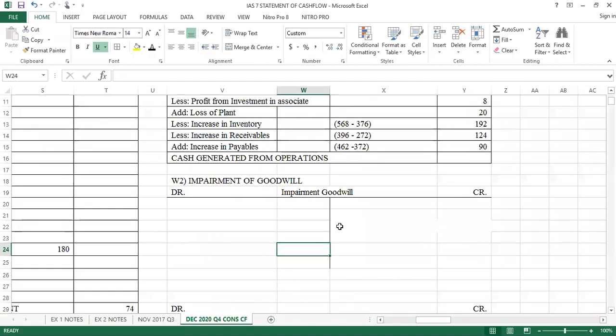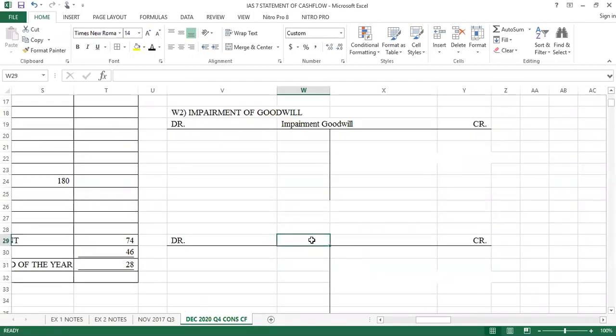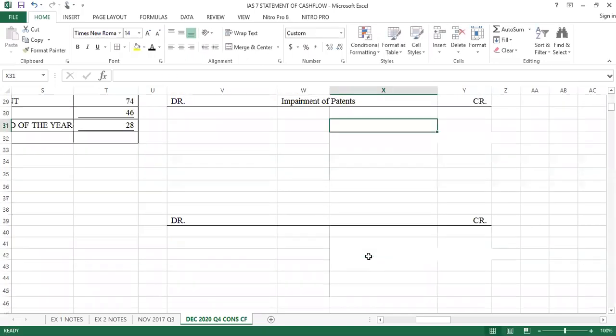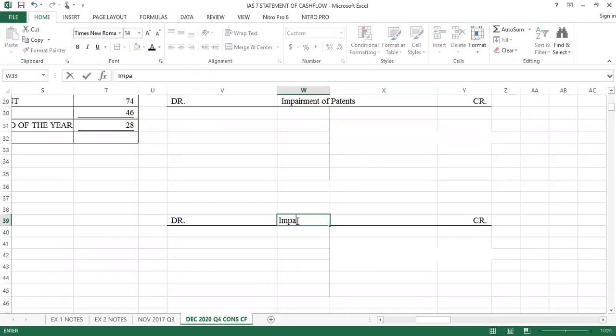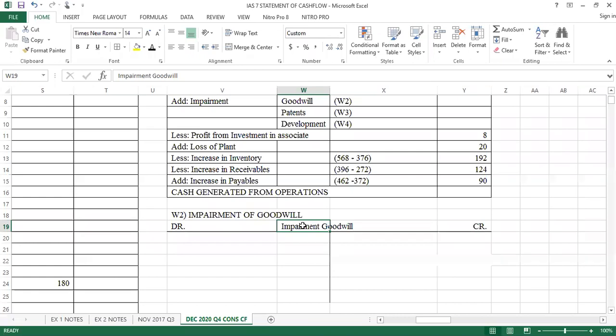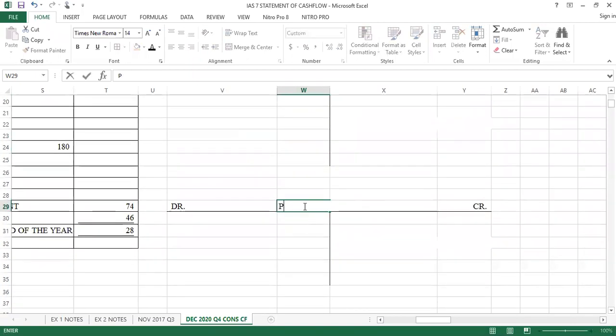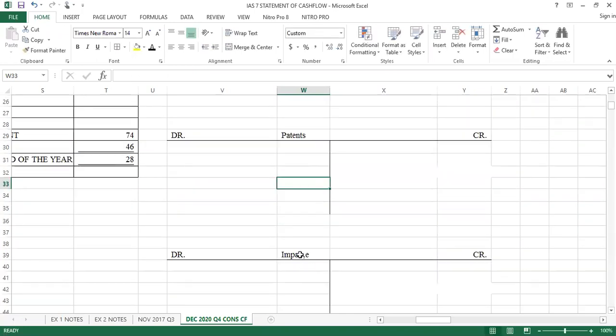The next one is impairment of patents. The next one is we are testing for impairment. I'm confusing you. Let me not call them that. Let me just call it goodwill account because we will know whether there is impairment. This one, let's call it patents instead of impairment, because we are testing, it may not be there. So next, this one we call development costs.